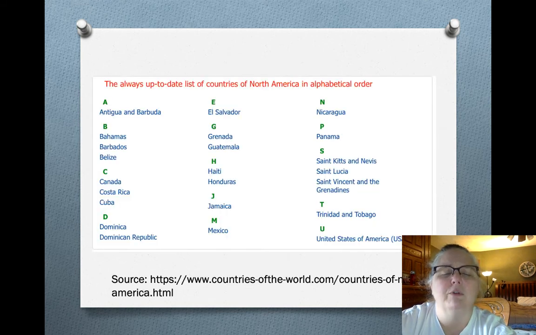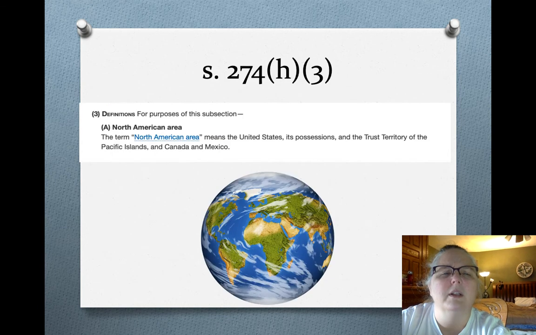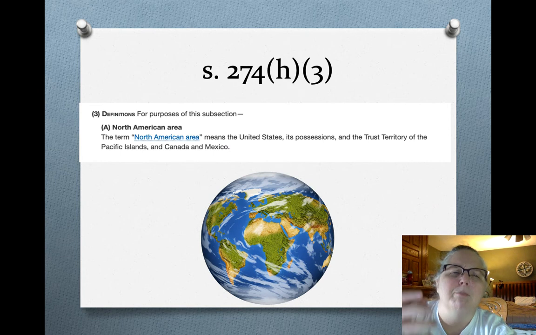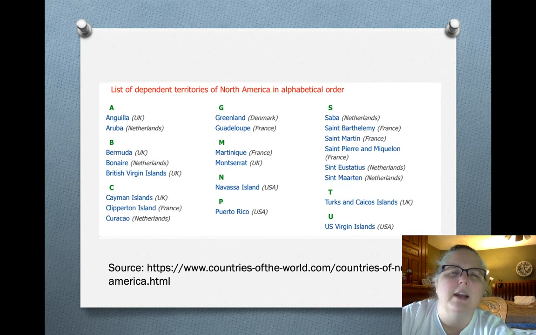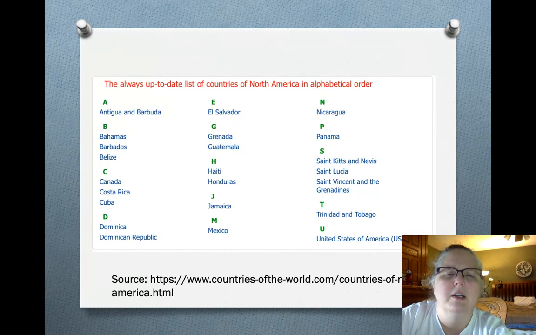In fact, if you look at other sources, it'll show you the up-to-date list of countries in North America. It includes Nicaragua, Panama, St. Kitts and Nevis, Jamaica, Dominican Republic, Costa Rica, Belize, Barbados, Trinidad and Tobago. There's a whole list of countries. The Caribbean countries are geographically part of North America. But for the purposes of this subsection, North America means the U.S., its possessions, Canada, and Mexico. It leaves out a lot of things. So you need to understand, and by the way, there's also dependent territories. So look at the size of North America.